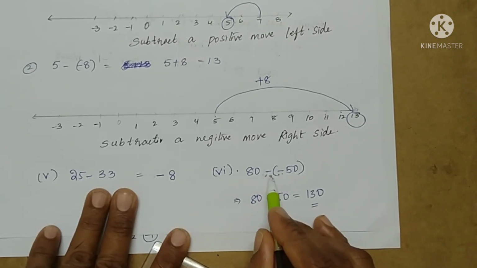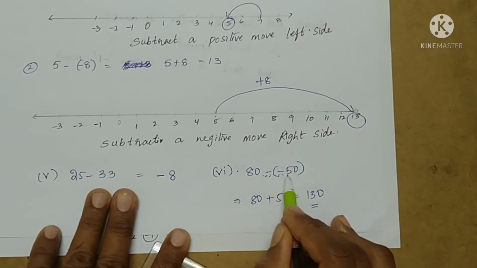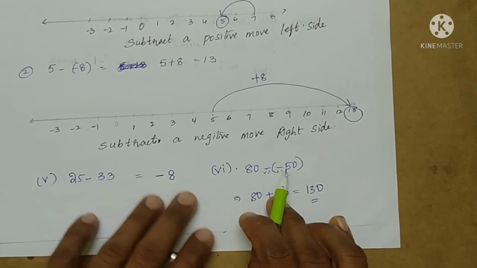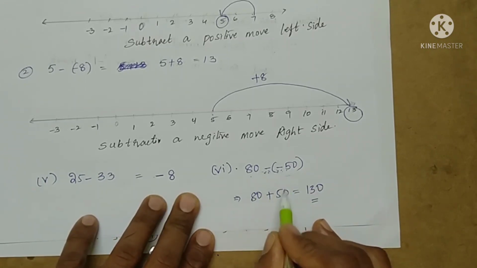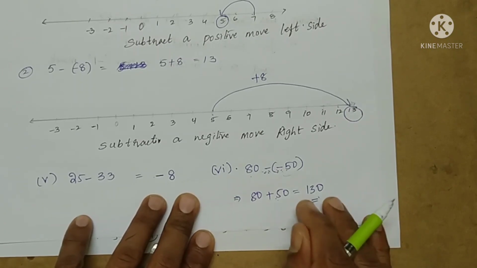Okay, first we have to multiply these two symbols. Subtract a negative integer. So 80 minus into minus plus 50, so that is equal to 130, the final result.